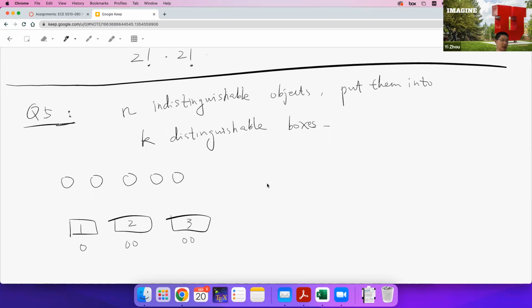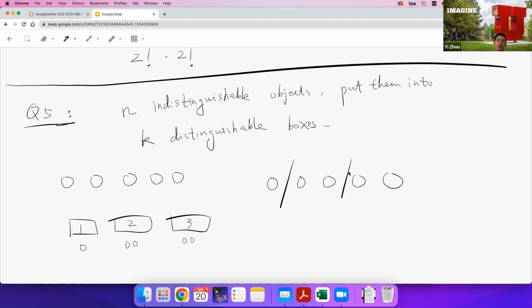And here's a very, very convenient reformulation of this problem. Okay. So I claim that in order to place 5 apples into 3 boxes, I just need to somehow cut them into 3 different chunks using 2 separators.